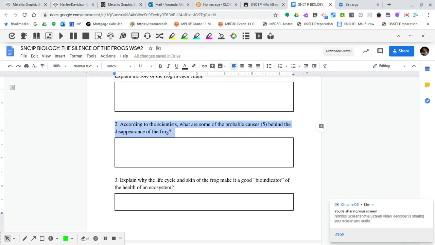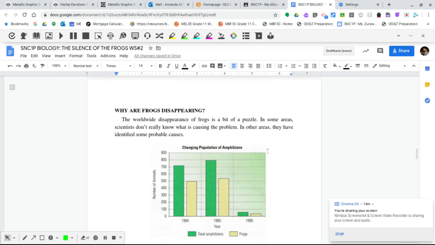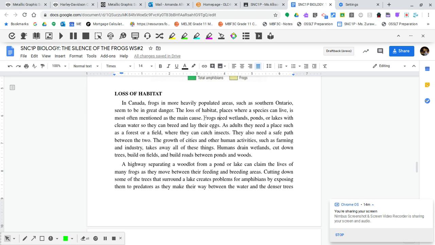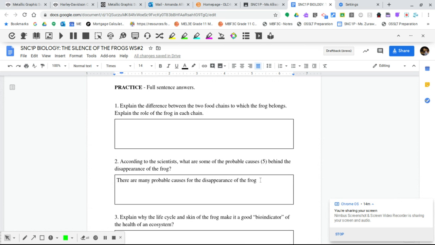Again, you're going to give me a full sentence answer. So there are many probable causes for the disappearance of the frog. We're just restating the question here in our answer. And let's go back up. The first is loss of habitat. People are destroying the places where frogs live. You could pull out some example. For example, they need wetlands, ponds, or lakes with clean water so they can breed and lay their eggs. And as we build up cities, we're starting to destroy some of those areas. So you could give me that example there.